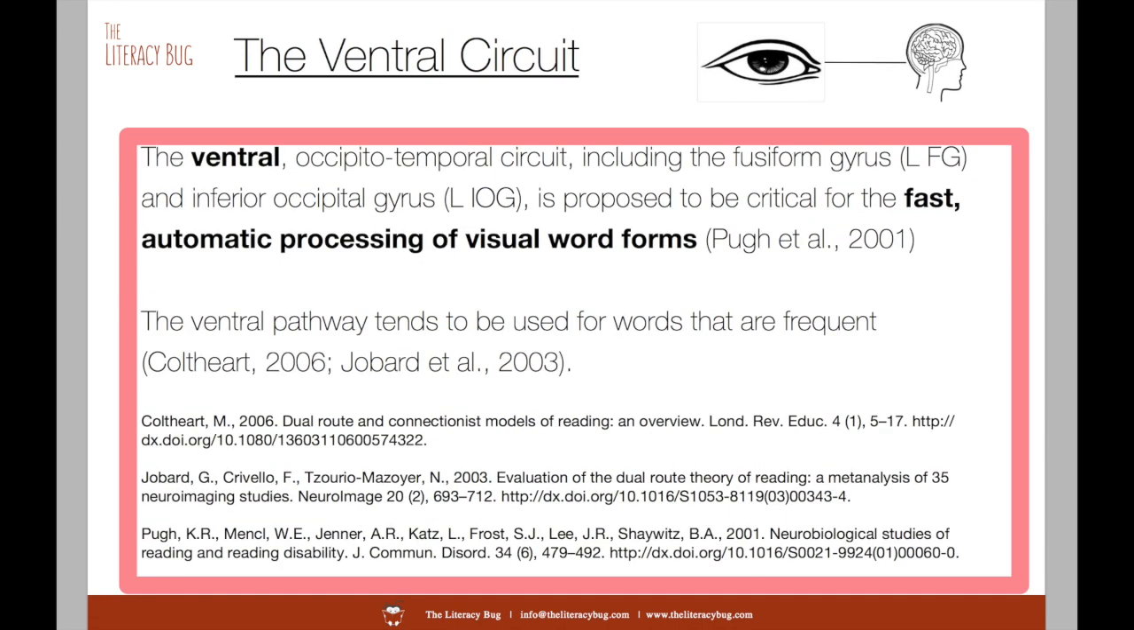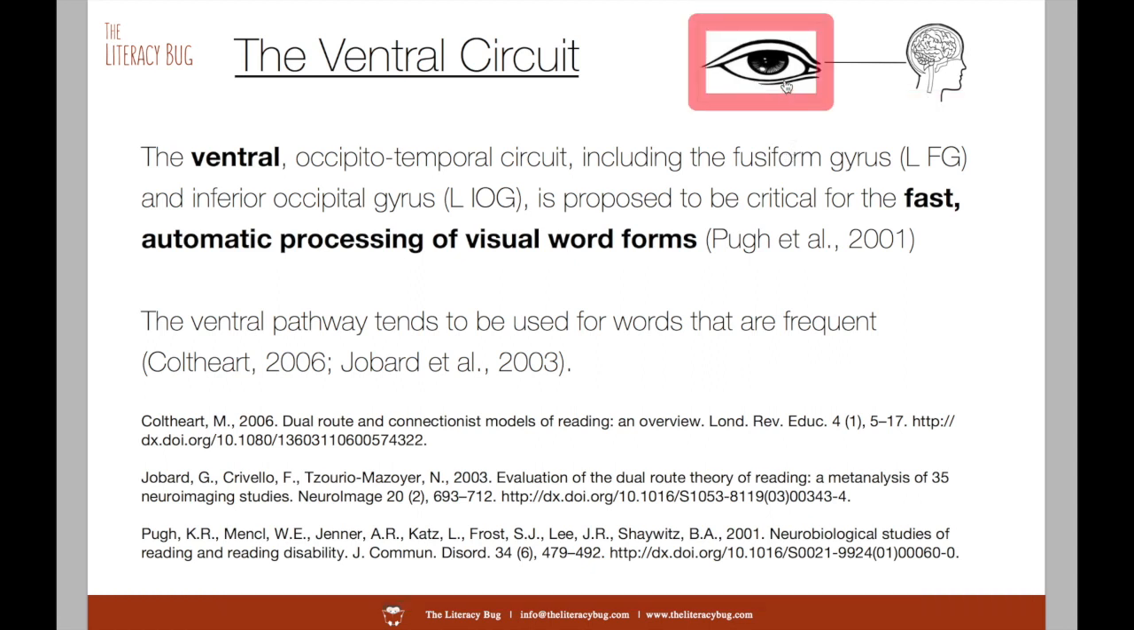Whereas the ventral system is when I look down, I see it, and my brain goes, that's book. And it might even say book, I hear book in my head, but I'm not physically sounding out because, almost like a reflex, my eye immediately recognizes that as a word that I know.